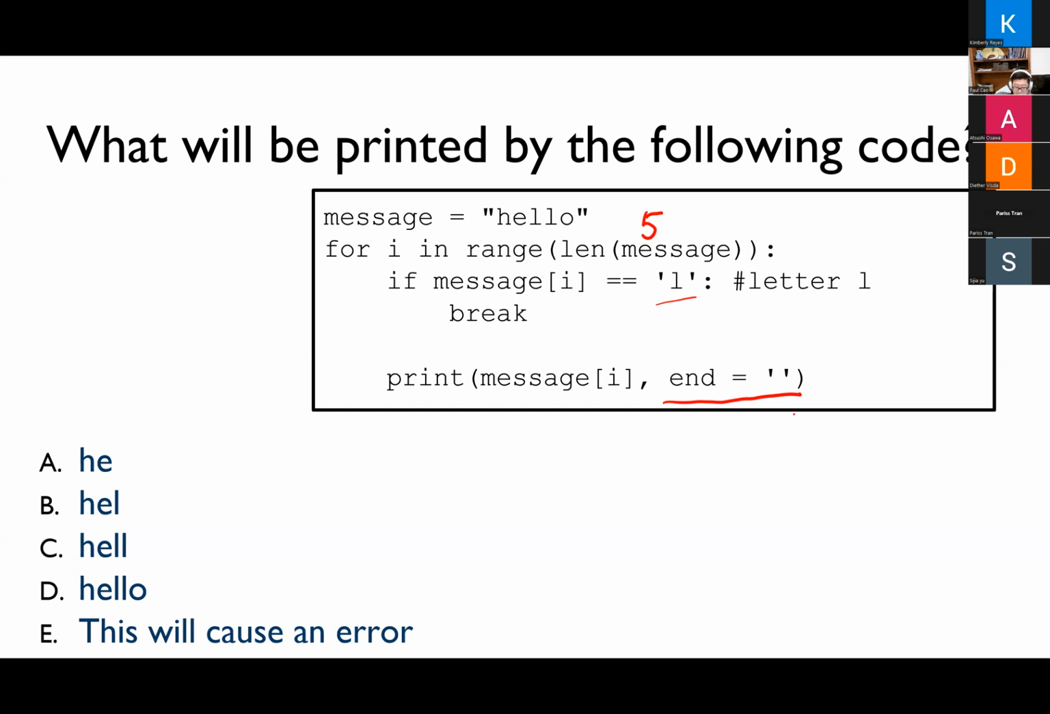So the first letter I see is H. H is the same as L, that's false. So I print out H. And then I see an E. E is not the same as L, I print out E. And then I see an L. L is the same as L, I break. Once I break, I don't print out this letter anymore. I'm out immediately. So the correct answer is A, H-E.